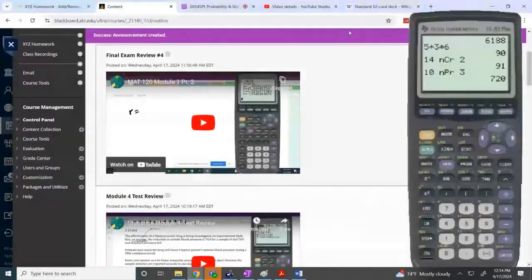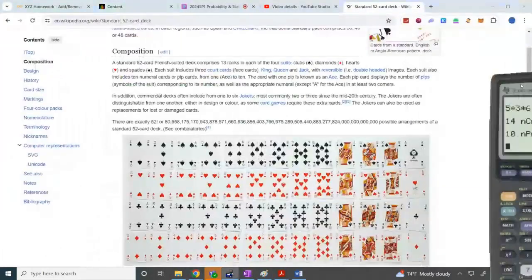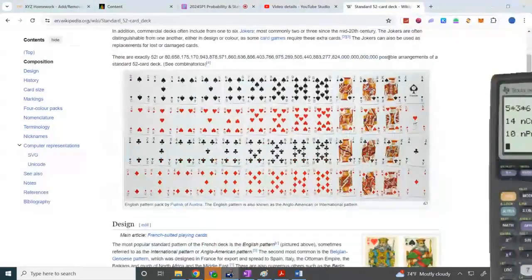Okay, so I'm just going to bring up the card deck again, because not everyone is familiar with cards. So there's 52 cards in the deck, right? There are 4 suits: spades, hearts, clubs, and then you've got diamonds. There's 52 cards. How many queens are there?